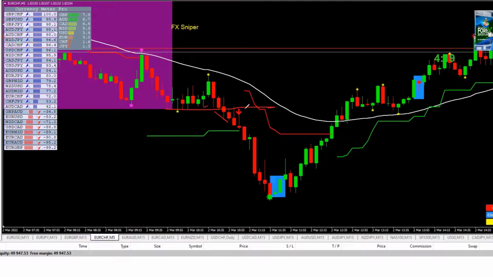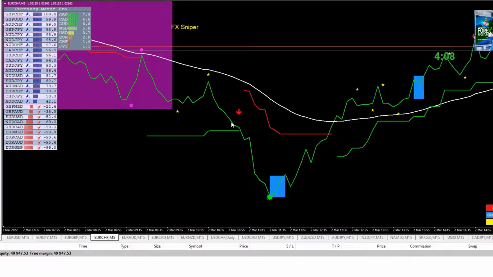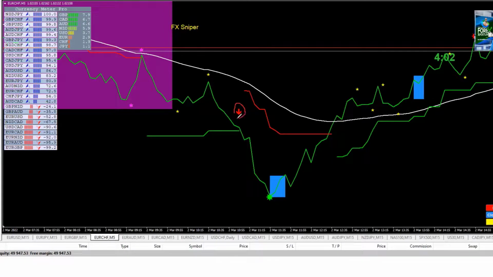Okay, and we now have our signal. You see that arrow right there. The arrow gives you that now you can go. So in this situation now, you enter after that candle closes. So that's what you will do.